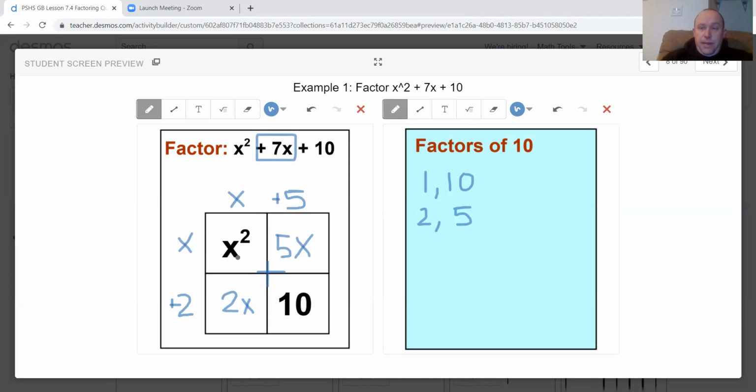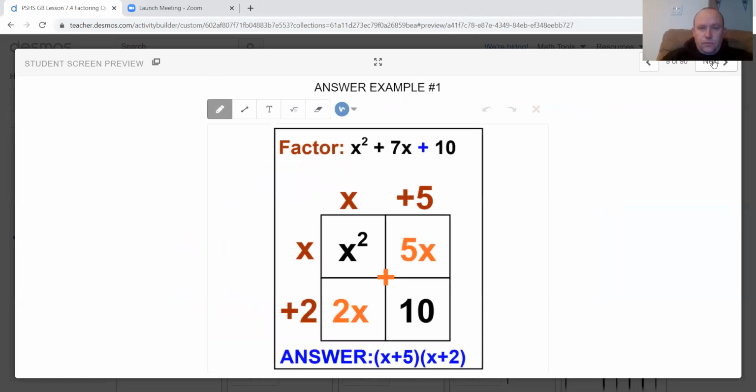Later on, when we move into more complicated questions like 6x squared, then that might not be true. It might be 6x times x, but it could also be 2x times 3x. But for right now, x squared is definitely x times x, so we can fill that one in. And that's what the final grid looks like.